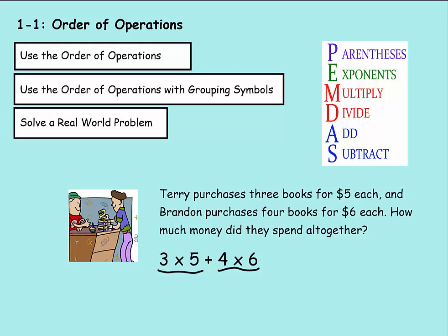What a lot of people do when they do this math problem, they just go all the way from the left to the right. So they would do 3 times 5, which is 15. Then they would add 4 to that, which would be 19. And then multiply times 6, which gives you about $114. Terry and Brandon did not spend $114, otherwise they would have stayed at home. What we need to do instead then is to follow the order of operations, the order of doing math. And as you probably figured, the order is listed over here on the right.